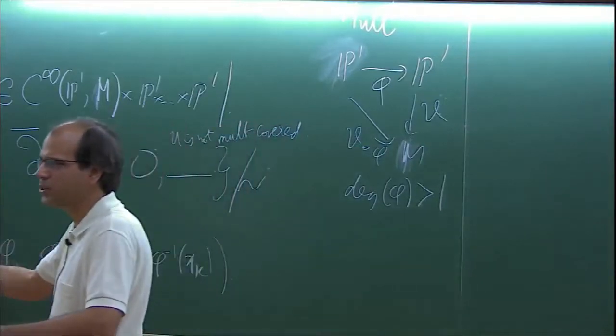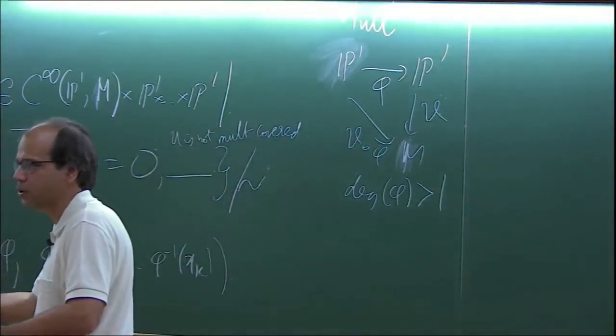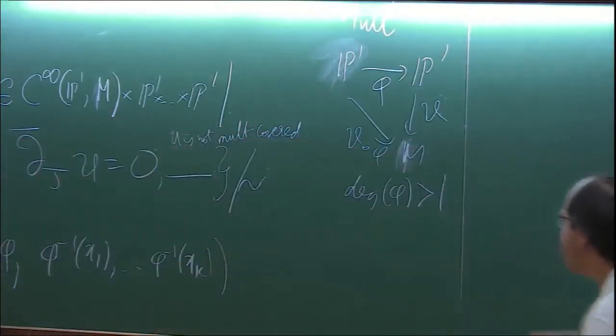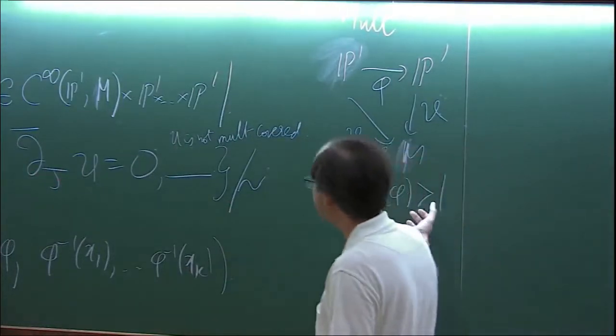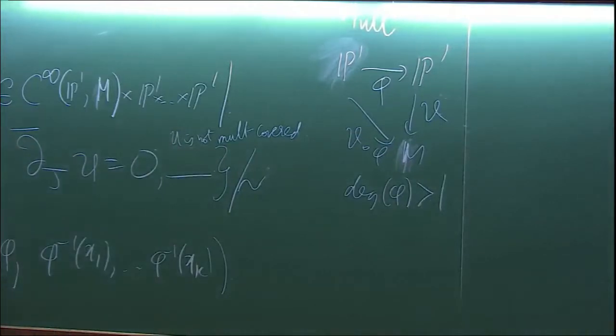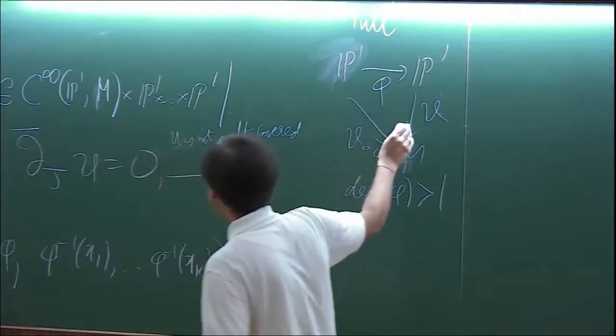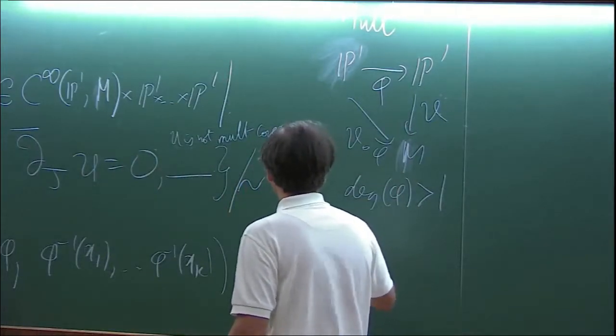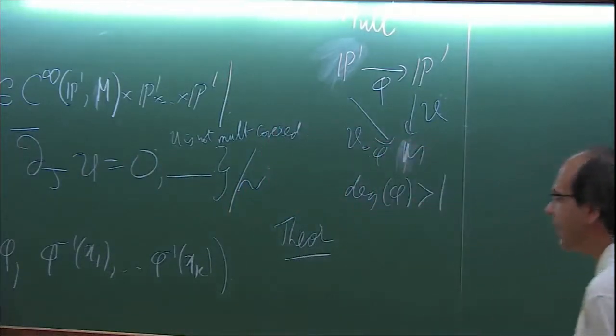Those kinds of things you would not really want to consider, and those are troublesome parts. It is the presence of those multiply covered curves which stop this from being a manifold. And so get rid of those. Exactly, so another name for this is that it is somewhere injective.